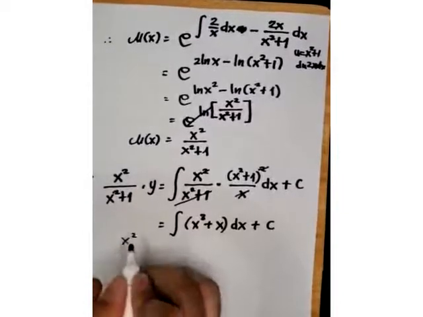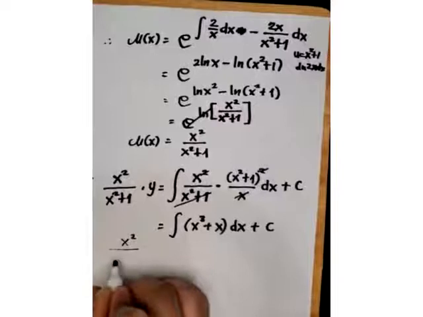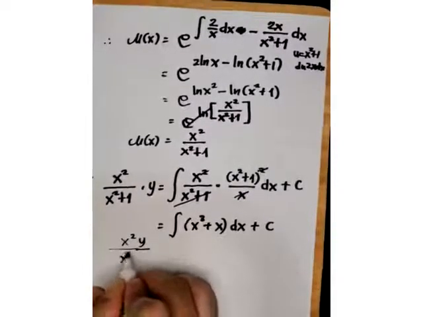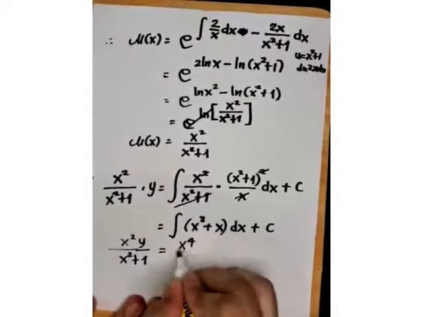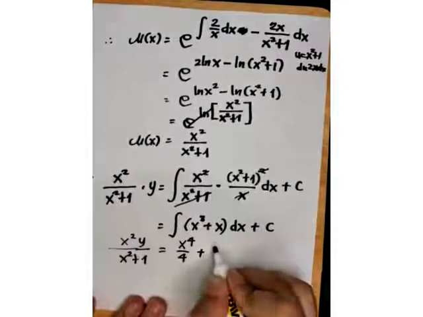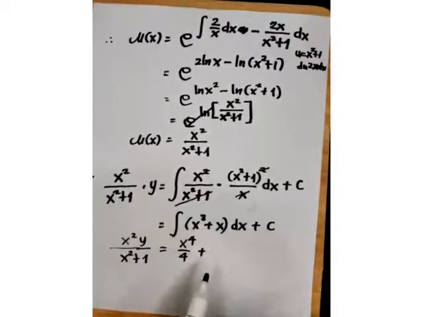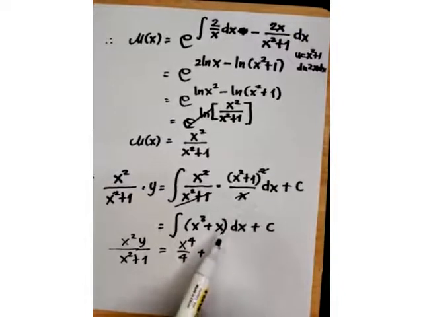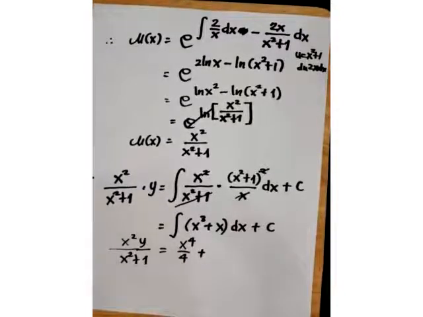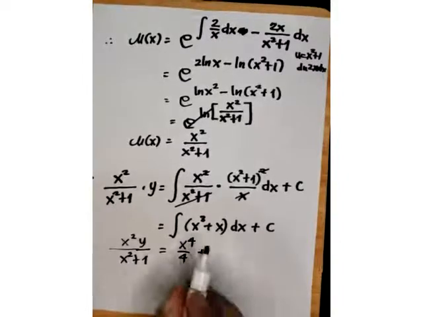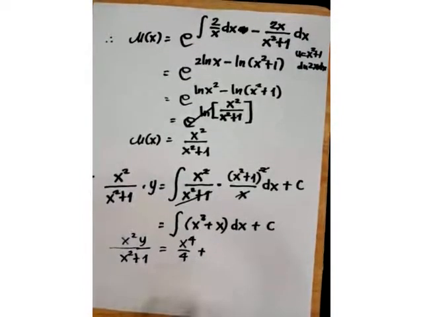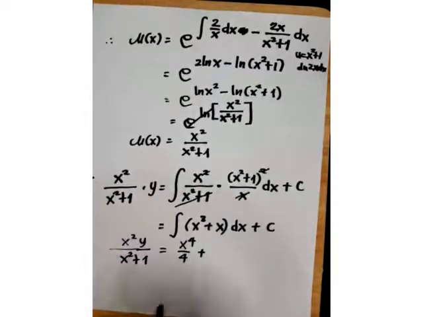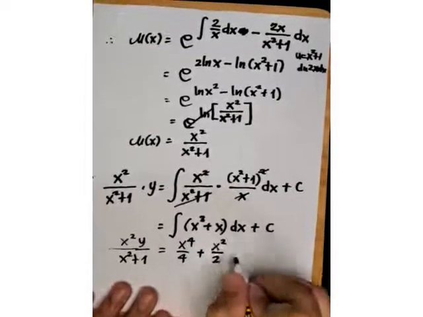Okay, so madali na siyang integrate. So x squared y over x squared plus 1 is equal to x to the 4th over 4 plus, paano ba siya i-integrate? Pwede nyo kasi siyang i-power rule. Pwede nyo rin siyang, ito mas madali. Para sa akin ito mas madali. Pero pwede nyo siyang i-power rule kung gusto nyo. So that's x squared over 2 plus c.